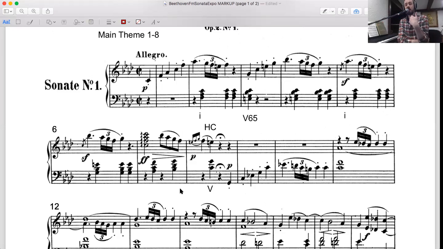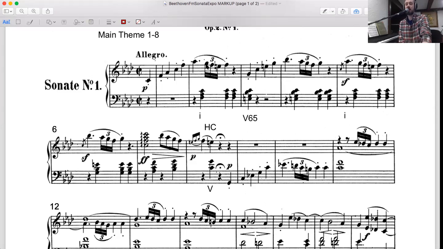So if you have a cadence in the home key, that's the end of the main theme. And we've seen examples of some confusing stuff that comes next, but that's the way that it's structured: the cadence in the home key ends the main theme. So we want to be looking out for the cadence. We want to be keeping track of what kind of cadence it is.